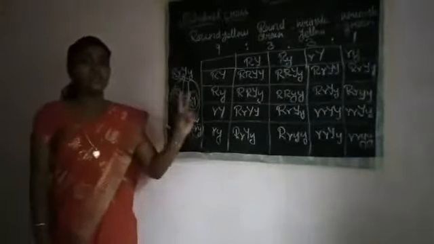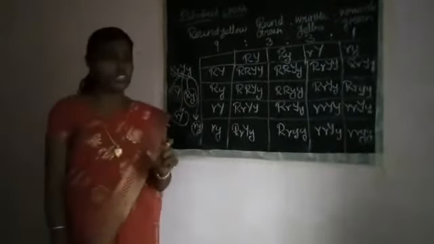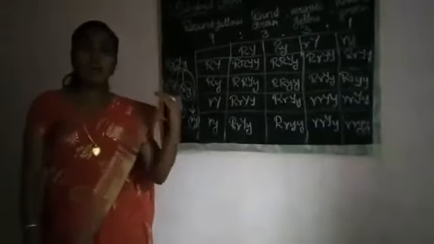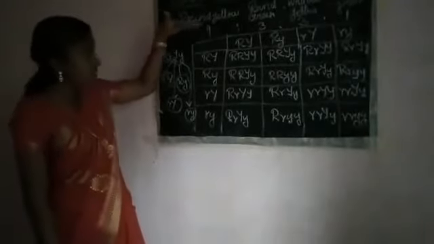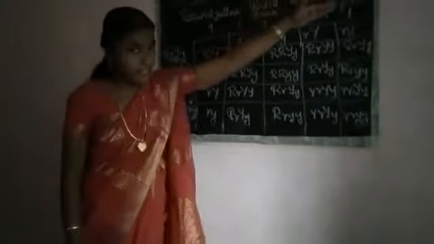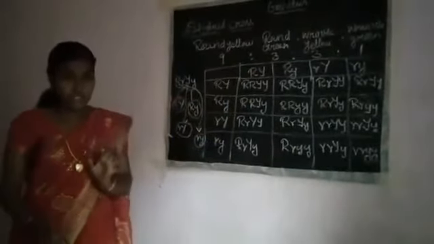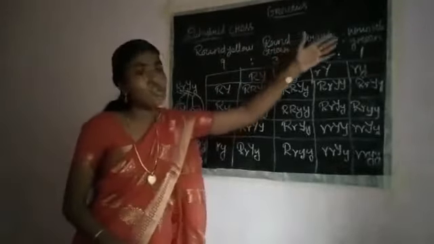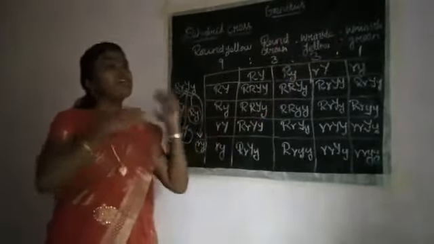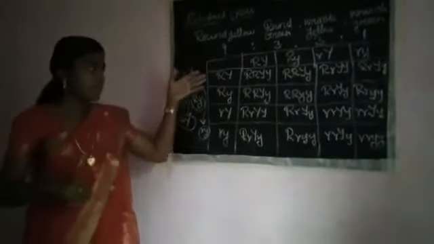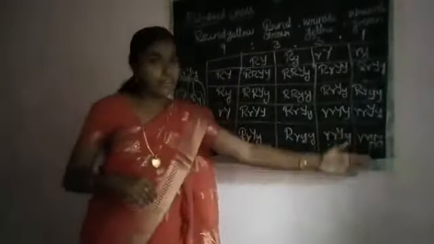He took two plants from the F1 generation. In the F2 generation, he observed the offspring contain four different characters: round yellow, round green, wrinkled yellow, wrinkled green. They occur in the ratio of 9:3:3:1. And this ratio can be explained in the Punnett square method.